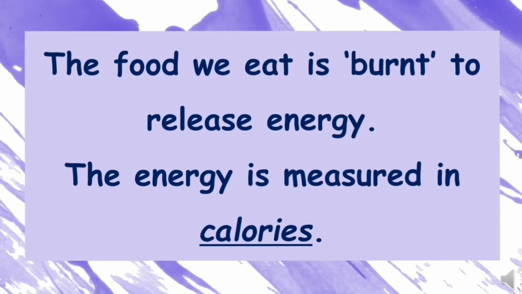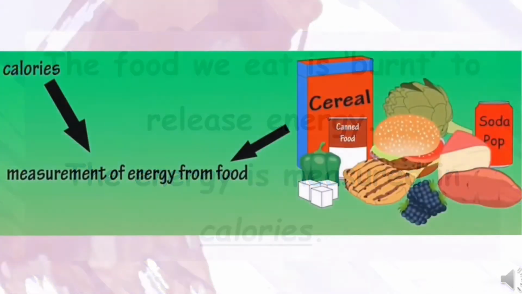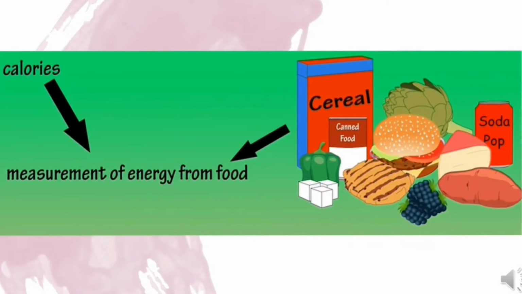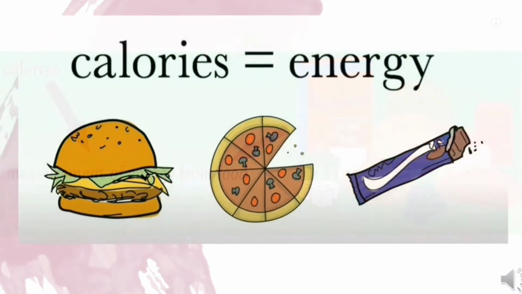The food we eat is burned to release energy. This is how we get energy, and the energy is measured in calories. So that is the unit of measurement for the energy from food. It's known as calories. So you can say calories means energy.